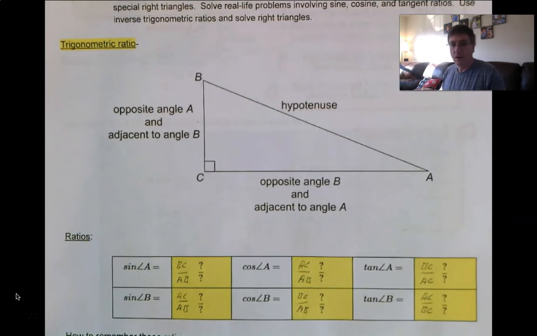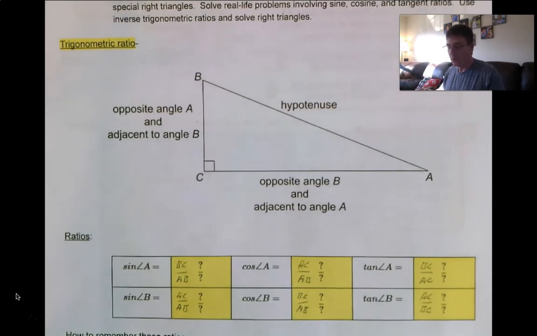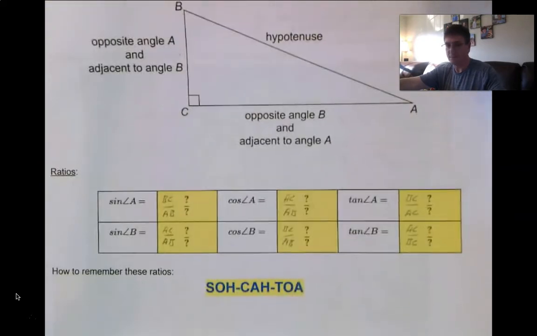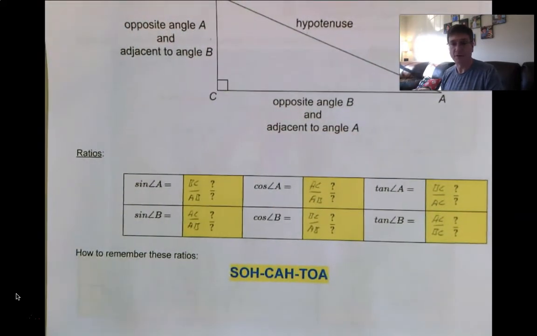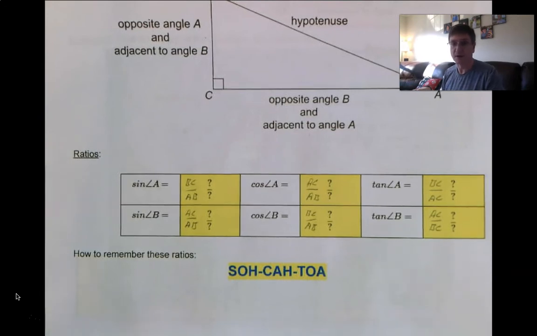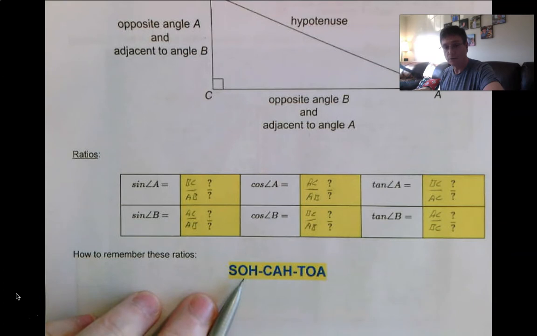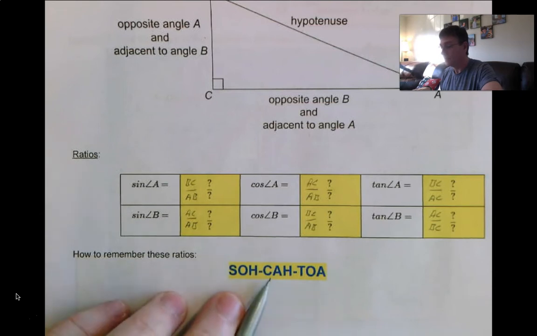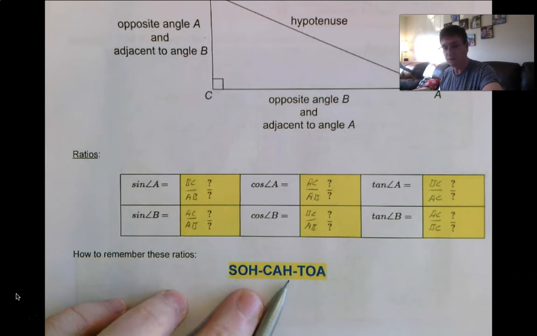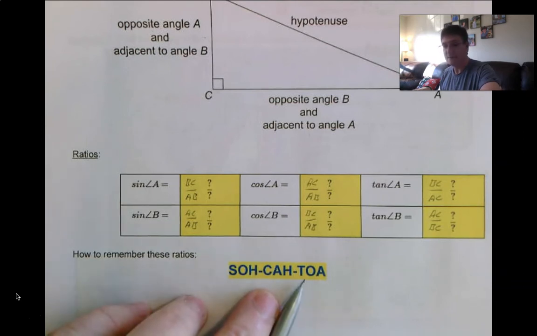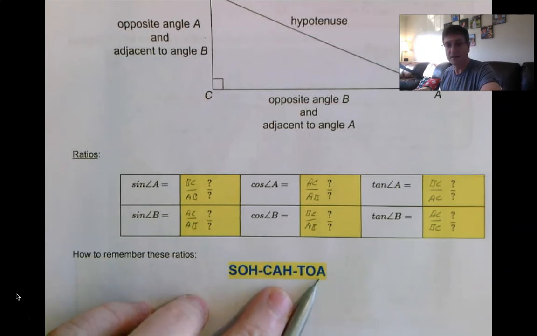Okay, now you can memorize all these ratios, or you can remember this simple mnemonic device, which we pronounce SOHCAHTOA. It's not something that I've made up. It's been around for a very long time. Each letter stands for a word. S stands for sine. O stands for opposite. H stands for hypotenuse. C stands for cosine. A stands for adjacent. H stands for hypotenuse. T stands for tangent. O stands for opposite. And A, again, is adjacent.